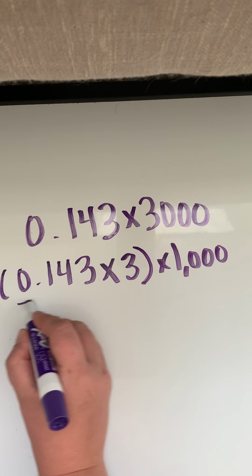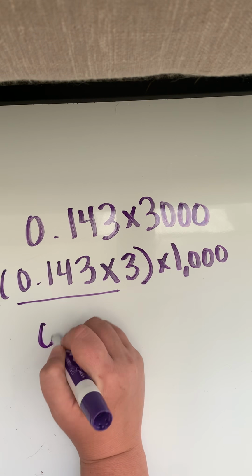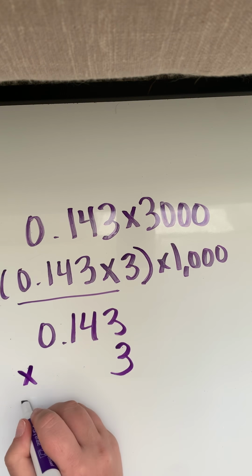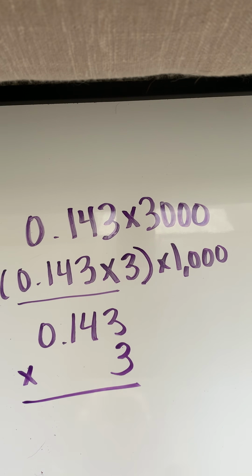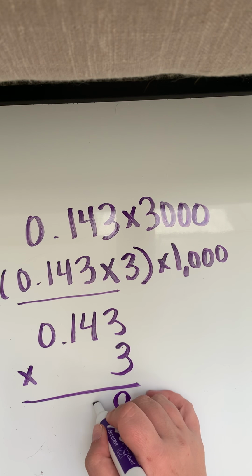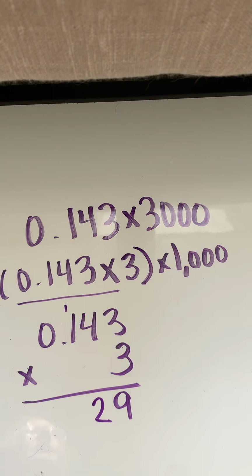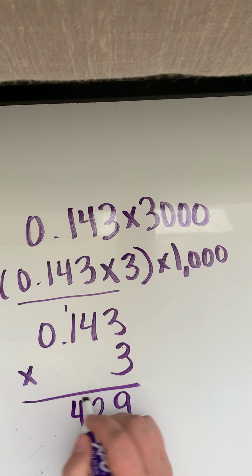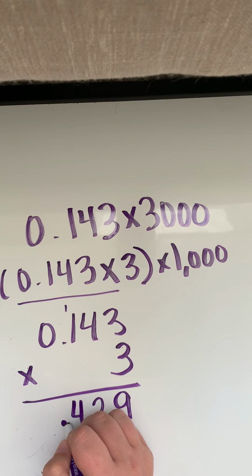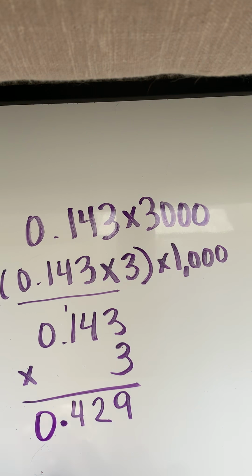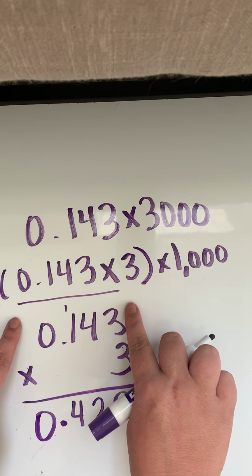Okie doke. Let's go ahead and multiply these guys. So I have 0.143 times 3. So we should go ahead and solve that. So 3 times 3 is 9. 4 times 3, 12. Carry my 1. 3 times 1 is 3. Plus my 1 is 4. I almost said it. Did you hear that? All right, bring down my decimal. 3 times 0 is 0. Okay, so here is my new decimal that I can work with now.